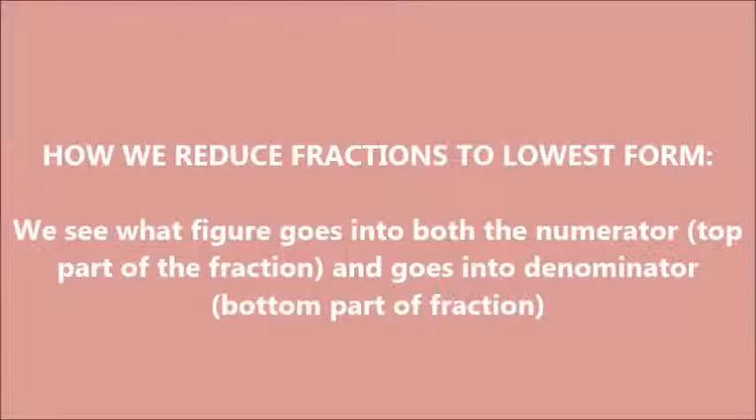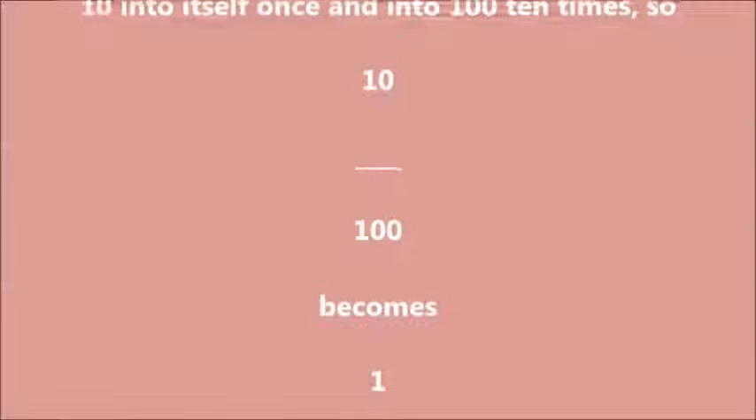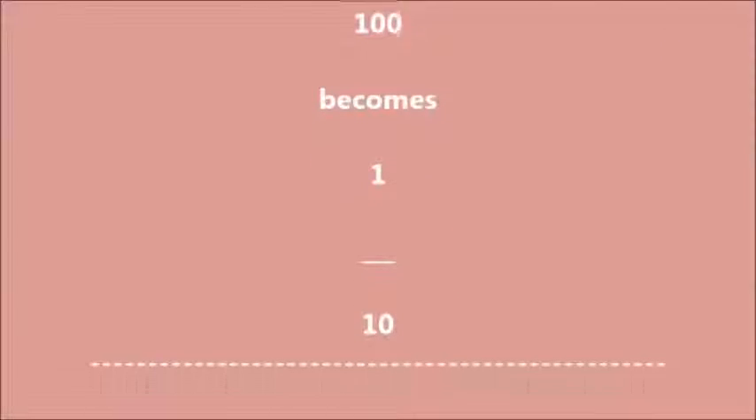How do we reduce fractions to their lowest form? We see what figure goes into both the numerator, that's the top part of the fraction, and also goes into the denominator, that's the bottom part of the fraction, right? The same number. Right, for example, 10 goes into itself once and into 100 10 times. So 10 over 100 becomes 1/10, okay? You never say 1 over 10, 1/10.